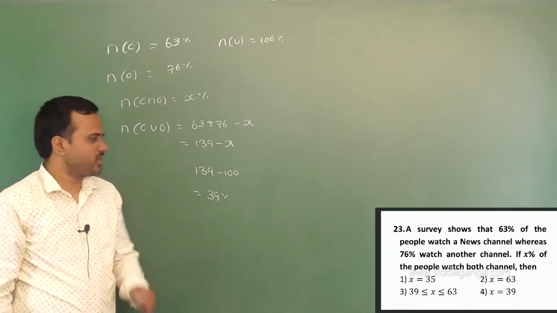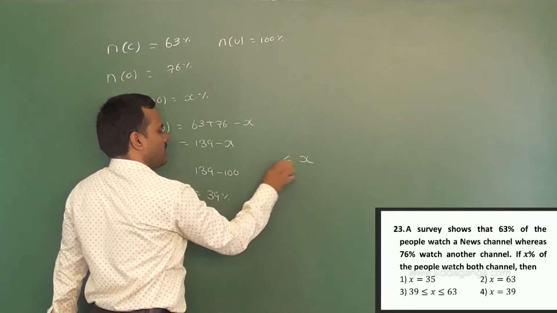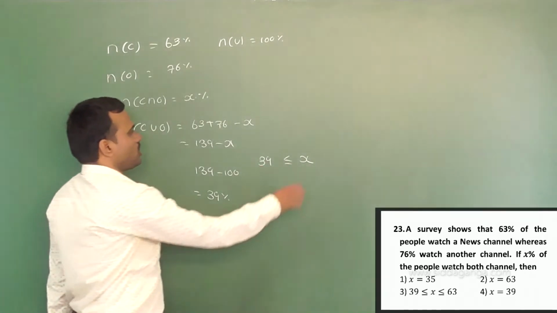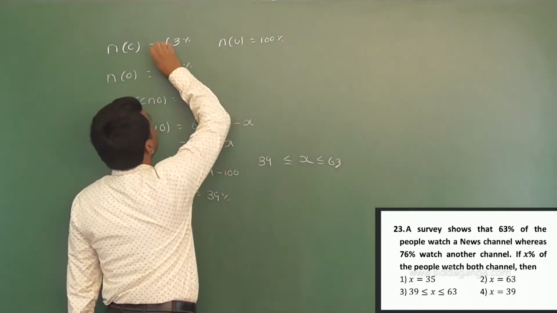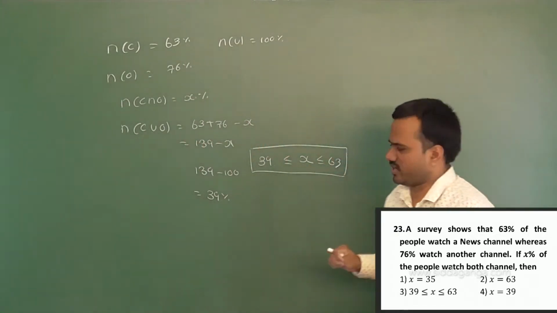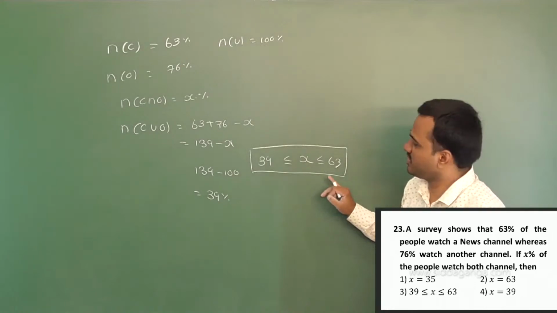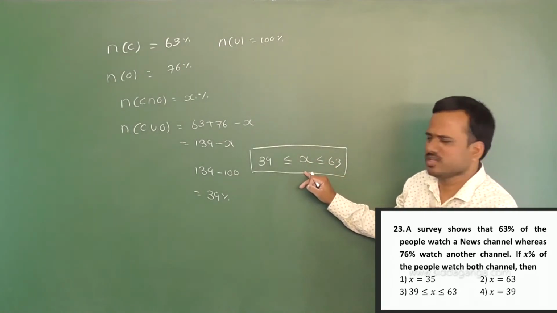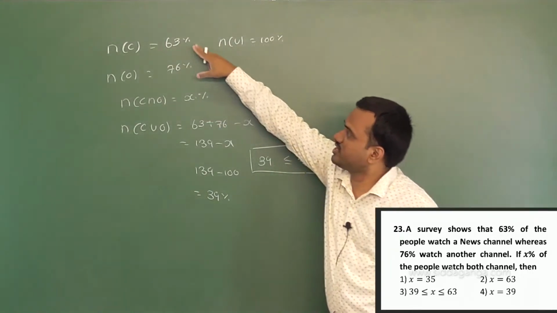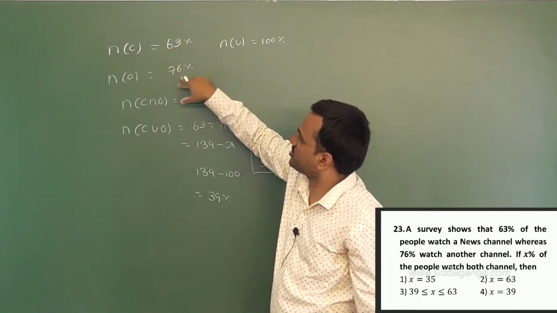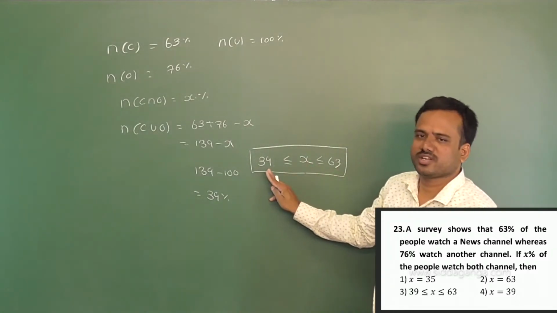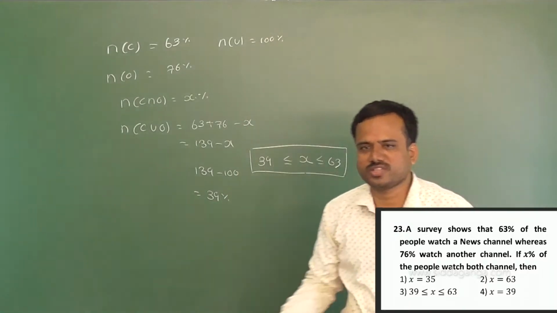This means X is always greater than or equal to 39, and less than or equal to 63, because 63 is the news channel. The intersection is always the smaller one. Comparing 76 and 63, 63 is the least value, that's why I write 63. So X lies between 39 and 63. For this question, the option is the third one.